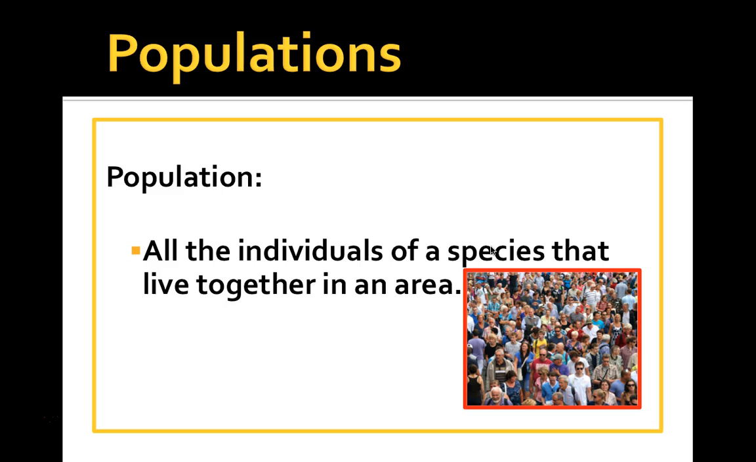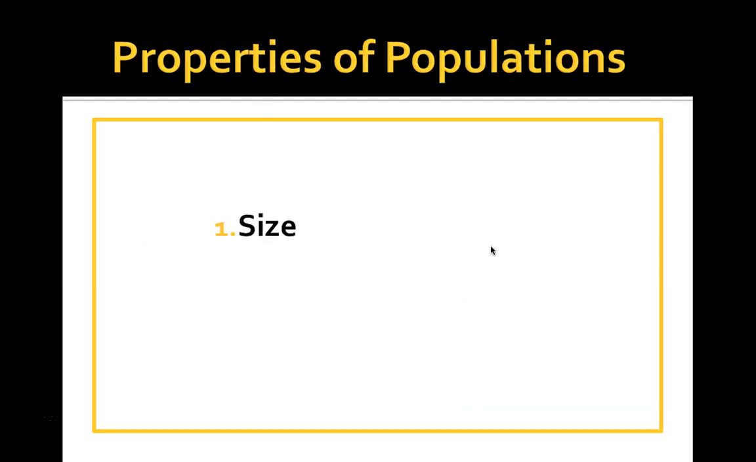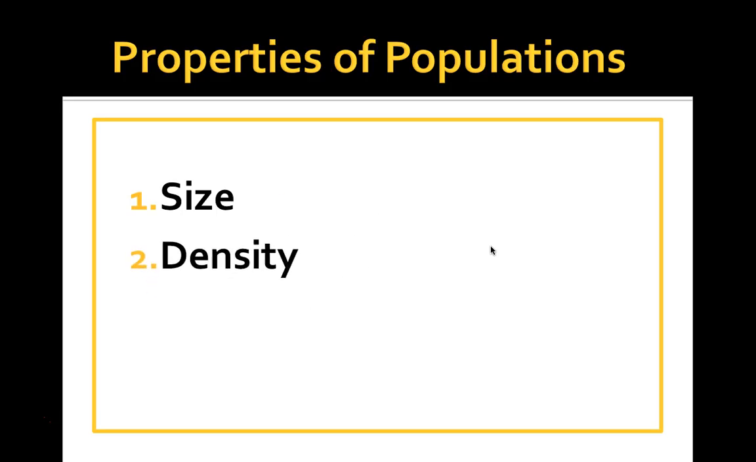the same environment. Not all populations are the same. Some are large, some are small, some are stable, and some grow uncontrollably. We will look further into the differences between different populations. There are three properties that all populations have in common. That's size, density, and dispersion.